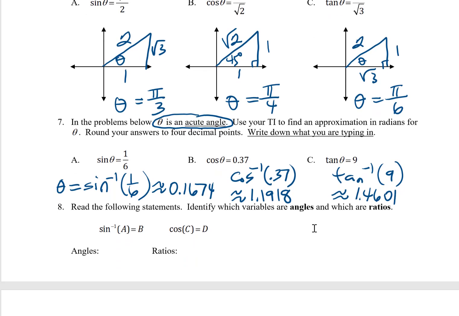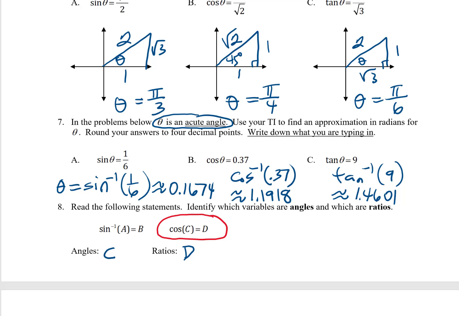And then finally, number 8 is related to these last 2 problems. I've got a couple of statements here. Sine inverse of A equals B, and then cosine of C equals D. Some of these letters represent angles. Some of them represent ratios. Let's start with the regular trig statement. Cosine of C equals D. Well, trig functions always take in angles, so C must be an angle, and they send out ratios. The cosine for angle C is the ratio D.